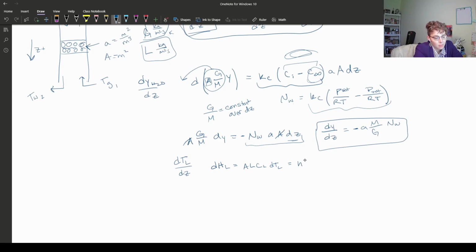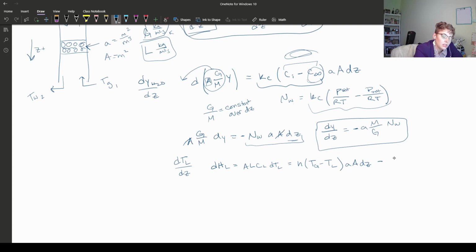So we have our heat transfer coefficient, and then the temperature of the gas minus the temperature of the liquid. And then we have to include our specific area and cross-sectional area as it changes over Z.